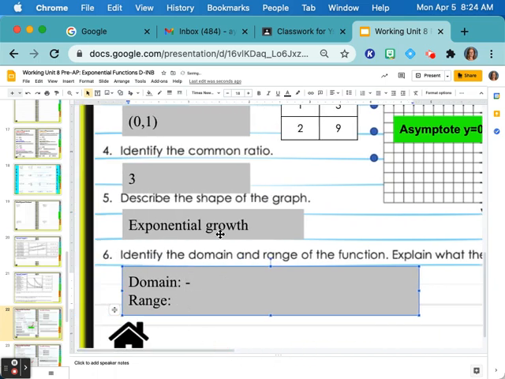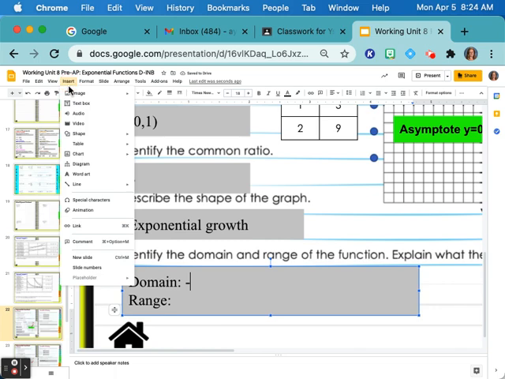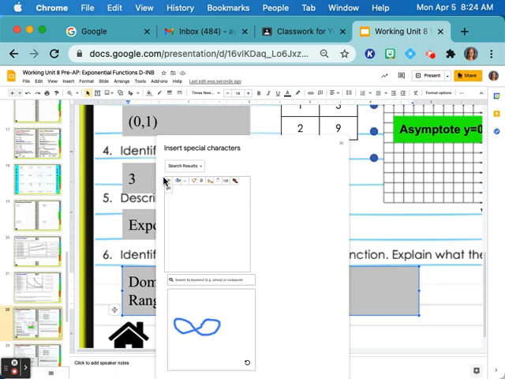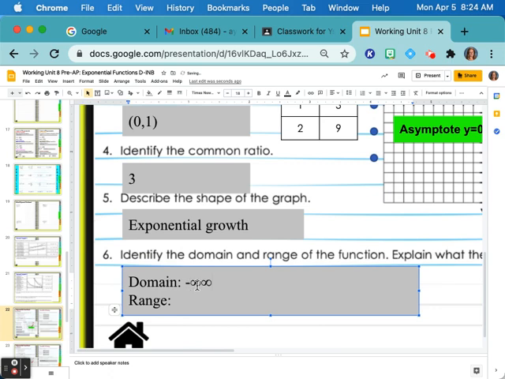Negative infinity. I need to do the symbol. So insert special characters, then draw your infinity symbol. I'm going to click it twice so it's in there twice. Negative infinity is less than x is less than positive infinity. So this means all real numbers.